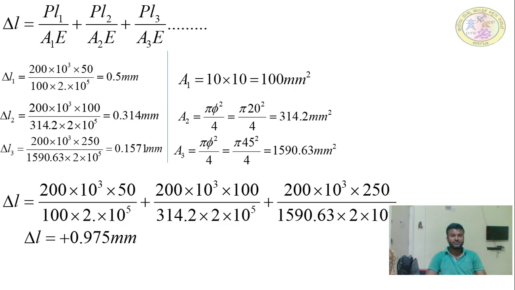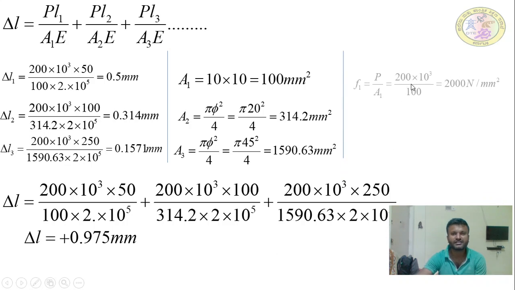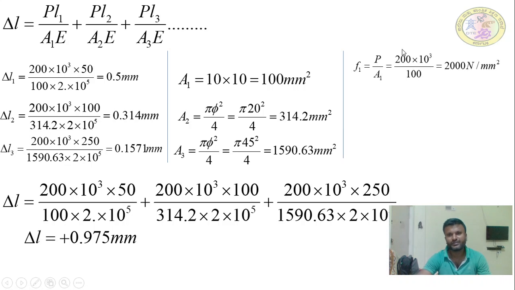Now, our question is not completed. Again, they are asking to find the maximum and minimum stress. We need to find the stresses for the three sections. Stress is nothing but P by A. Here we can find F1, P1 by A1, where P is 200 into 10 to the power of 3, divided by 100, which is 2000 Newton per mm square. Similarly, F2 is equal to 200 into 10 to the power of 3 over 314.2, which is 636.537 Newton per mm square.